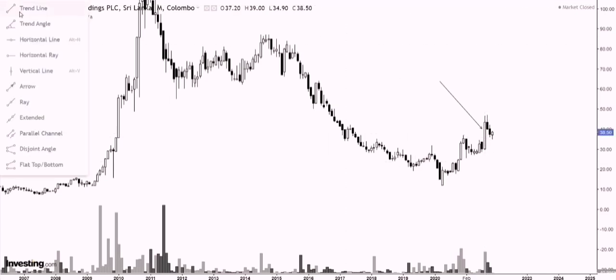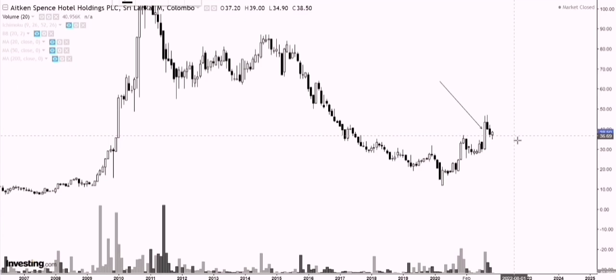So a possible support level is also going to be this 36.80 level as well. So you know that there's a clear level of demand between this 35 to 36.80 level. So that is also another way of finding support.